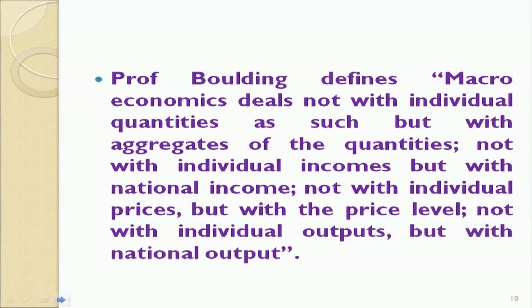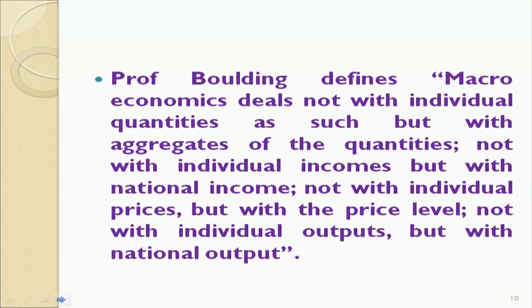Professor Boulding defines macroeconomics as dealing not with individual quantities as such, but with the aggregates of quantities; not with individual income, but with national income; not with individual prices, but with the price level; not with individual output, but with national output. This particular definition is an elaborate one, which addresses the different constructs of macroeconomics.